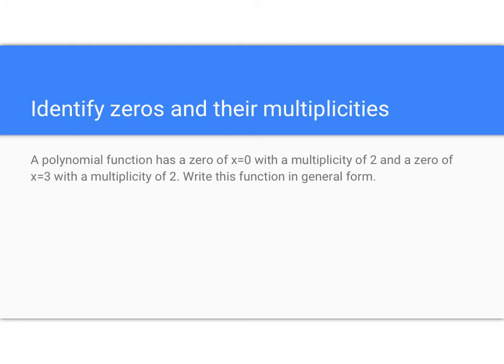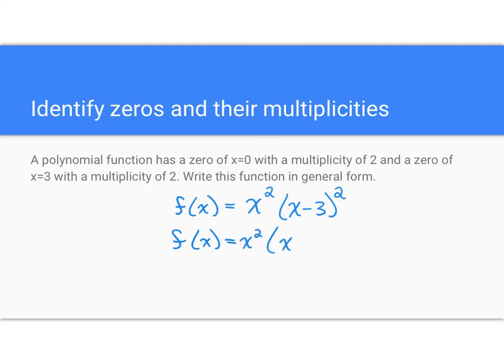Here we're told what the zeros are, we're told what the multiplicities are, and we're asked to write the function in general form. So, algebraically, if I have a 0 of x equals 0, I'm just going to have x, and with a multiplicity of 2, the exponent's 2. If I have a 0 of 3, I would multiply all of that by x minus 3. That has a multiplicity of 2. So to get this in general form, I just have to multiply everything out. Like this. Then we've got x to the 4th minus 6x cubed plus 9x squared.